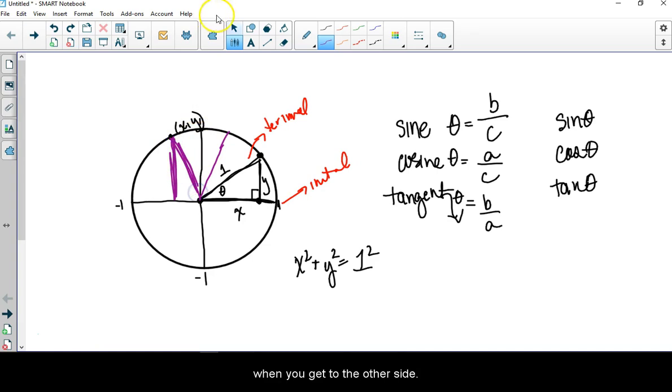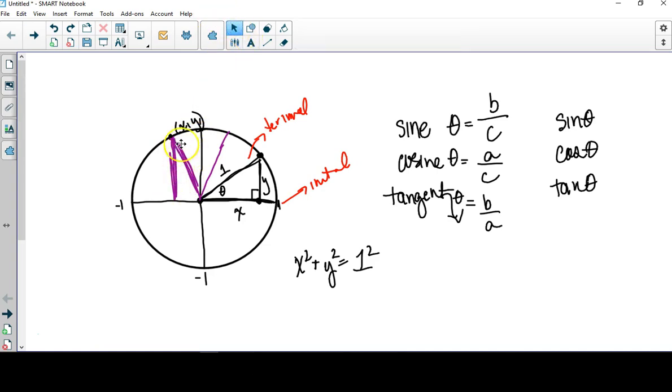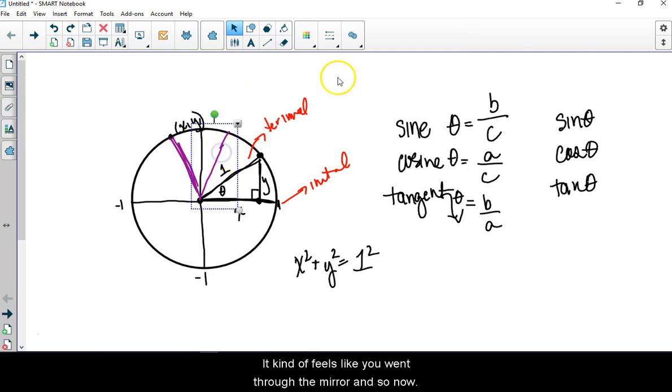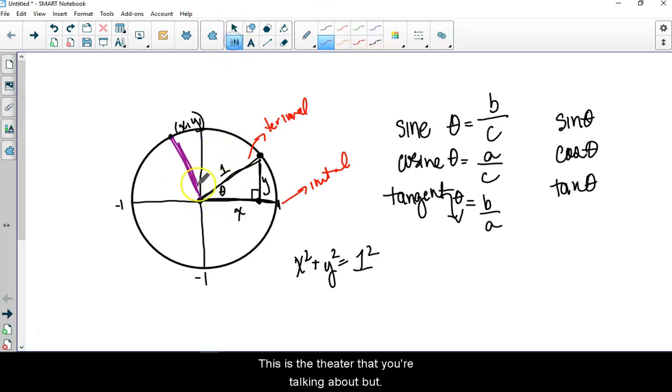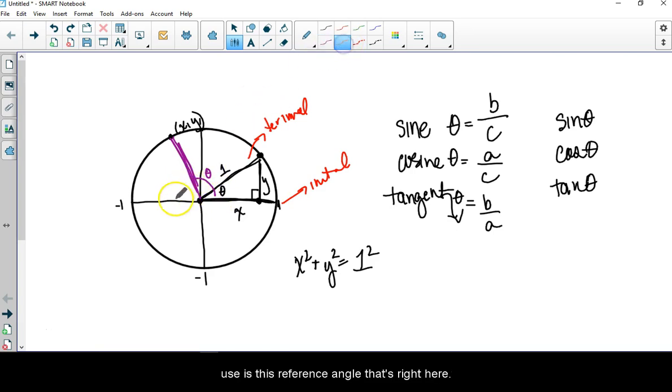Now, when you get to the other side, it kind of feels like you went through the mirror, right? And so now this is the theta that you're talking about, but for reasons that we haven't gotten too far into yet, the calculator sometimes gets really mad at you when you go through the looking glass. And so what you may have to use is this reference angle that's right here.